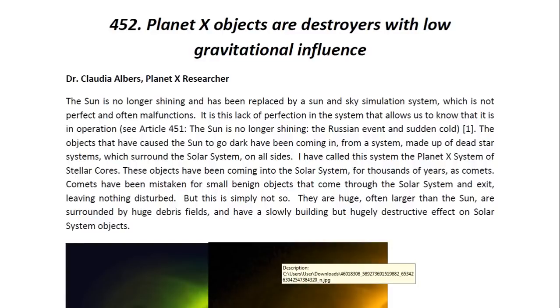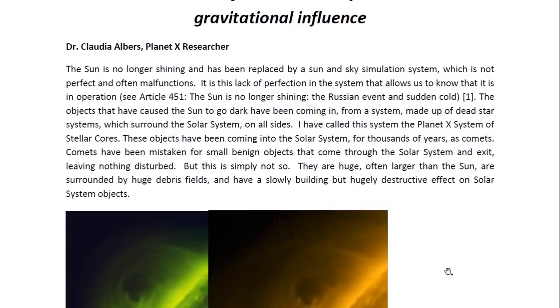This one is entitled Planet X Objects or Destroyers with Low Gravitational Influence. Now the sun is no longer shining and has been replaced by a sun and sky simulation system which is not perfect and often malfunctions. It is this lack of perfection in the system that allows us to know that it is in operation. And you may look at the previous article, article 451, for more details on that.